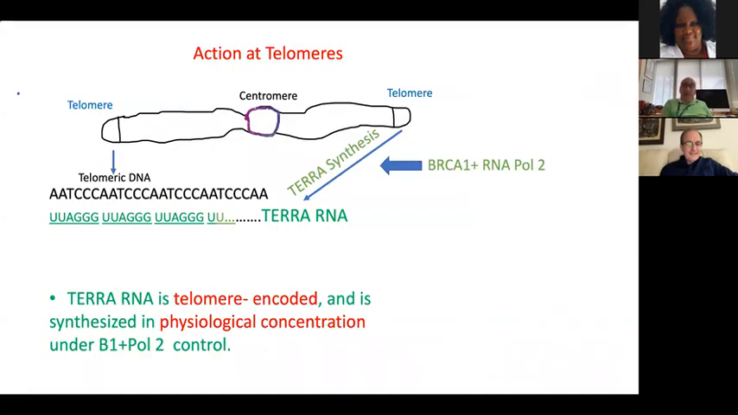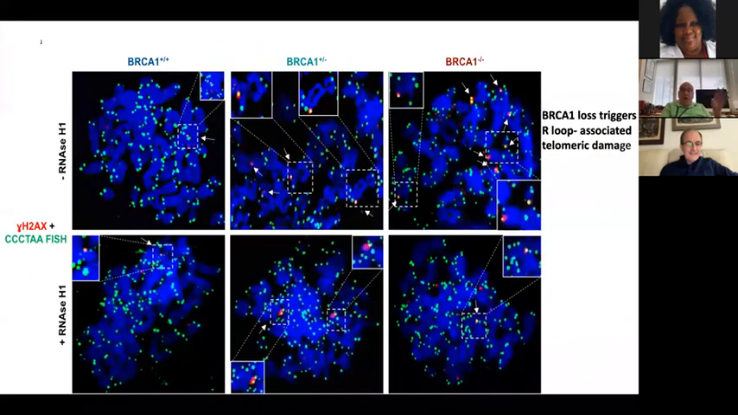So let's talk about telomeres for a few moments. We're talking about structures, of course, that have two ends. Those are the actual telomeric units. BRCA1 and polymerase II promote the synthesis of a product, a complementary RNA product from the telomere called TERRA RNA. And furthermore, this TERRA RNA, not only being telomere encoded, is synthesized in physiologic concentration under BRCA1 control. And you can see the same thing here as I just showed you, only the dots light up beautifully.